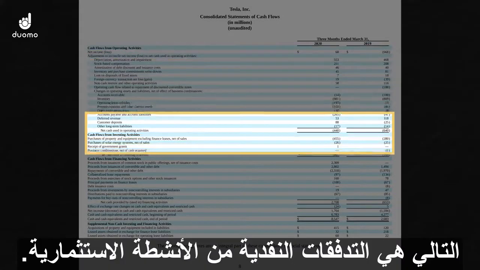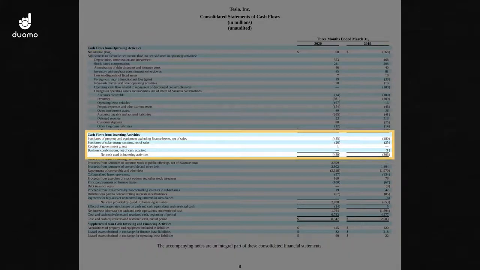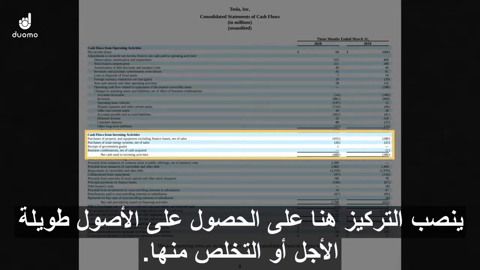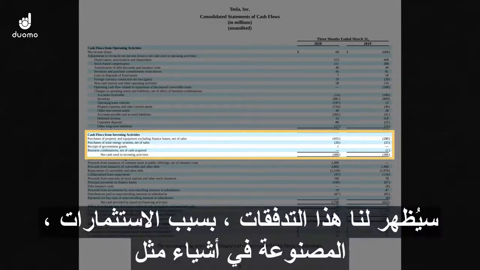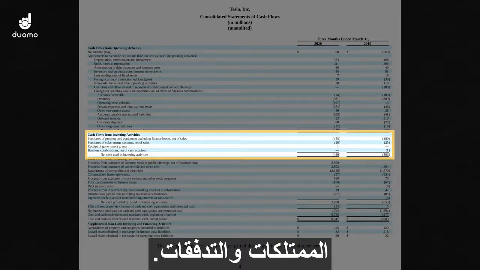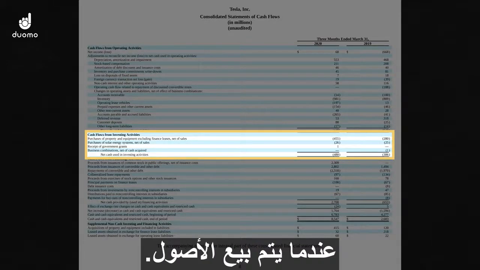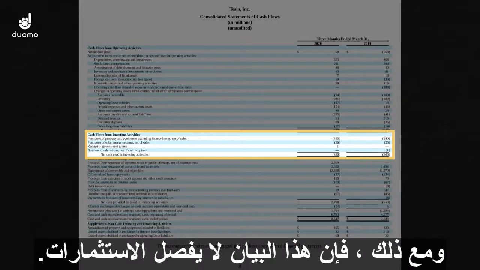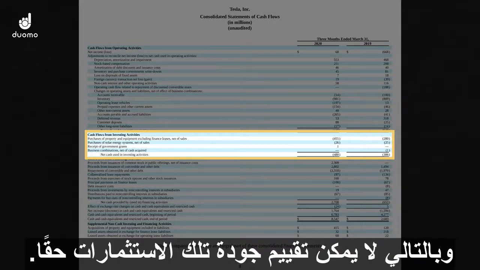Next are the cash flows from investing activities. The focus here is on acquiring or getting rid of long-term assets. This will show us outflows due to investments made in things like property and inflows when assets are sold. However, this statement doesn't detail the investments, and so the quality of those investments can't really be assessed.